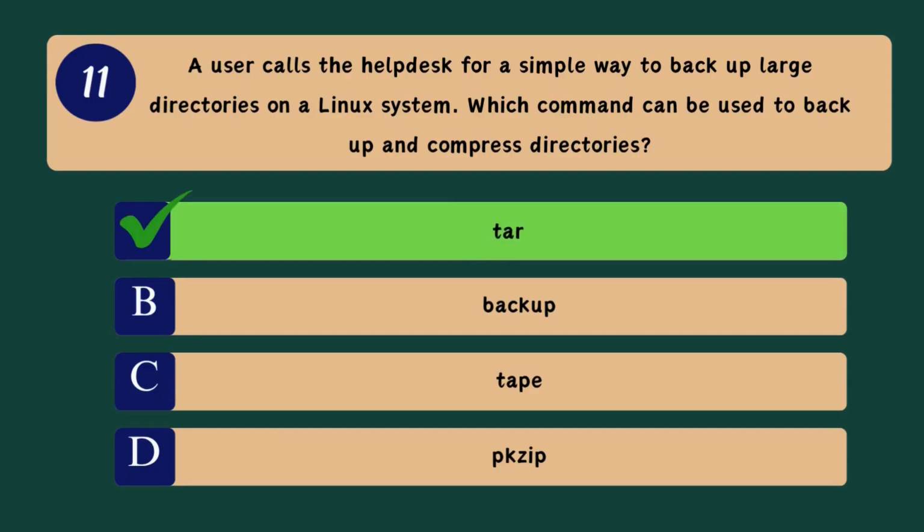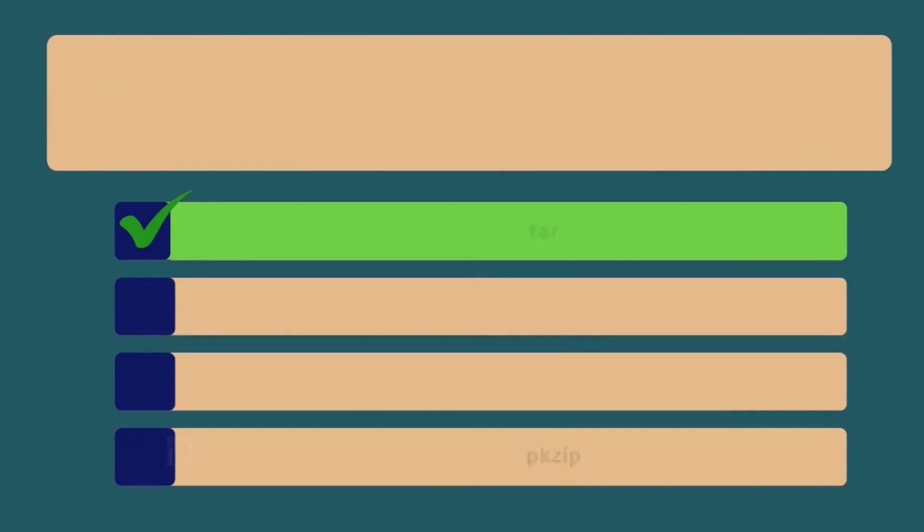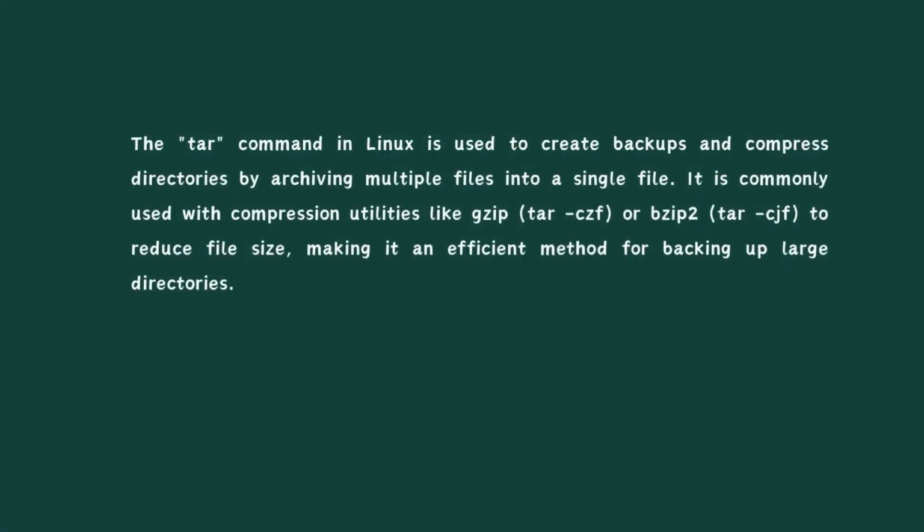Correct answer: A. tar. The tar command in Linux is used to create backups and compress directories by archiving multiple files into a single file. It is commonly used with compression utilities like gzip (tar czf) or bzip2 (tar cjf) to reduce file size, making it an efficient method for backing up large directories.